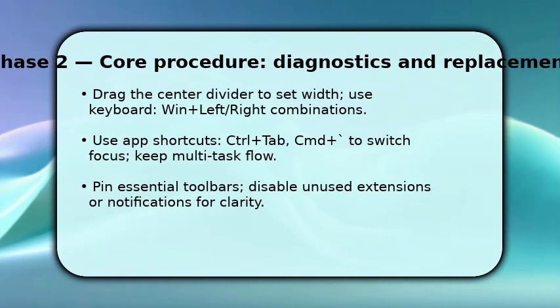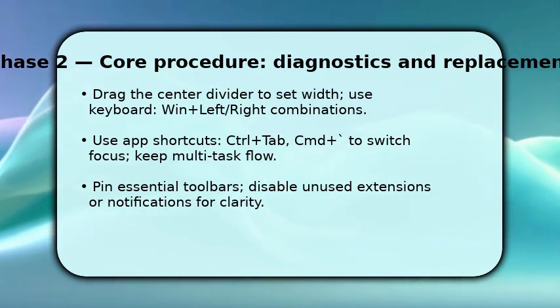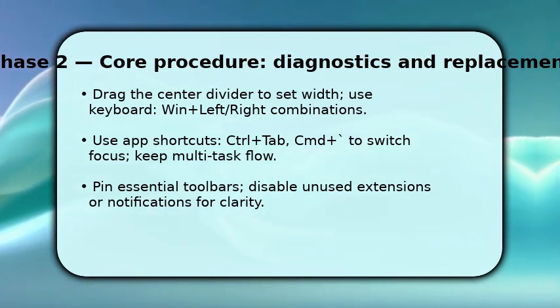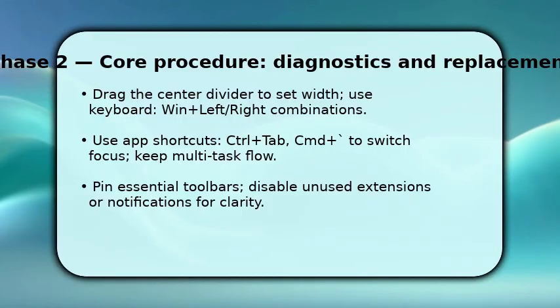Now refine the split. Click and drag the divider between the two windows to set a precise width, or use keyboard snaps for exact half, 1/3, or 2/3 with Win plus arrow sequences. On Mac OS, adjust by dragging the green button again.